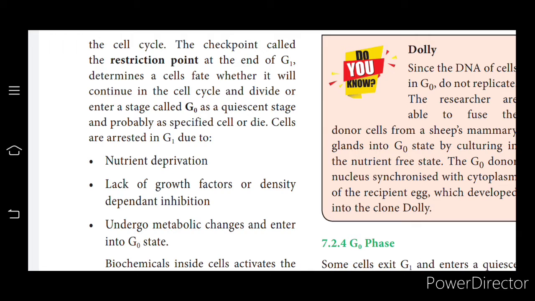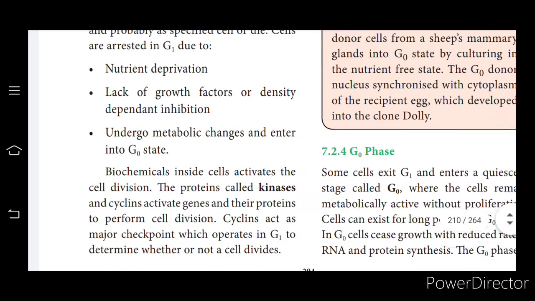Okay, the checkpoint is called the restriction point. At the end of the G1 phase, that is the gap 1 phase, the fate is decided whether the cell will continue the cell cycle and divide or enter the G0 stage, that is the quiescent stage. So the restriction point occurs at the end of G1. That only tells you whether the cell has to undergo the next cell division or it will undergo the quiescent stage.